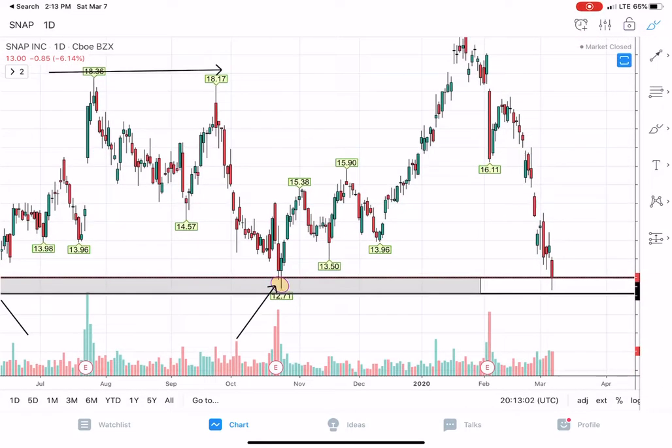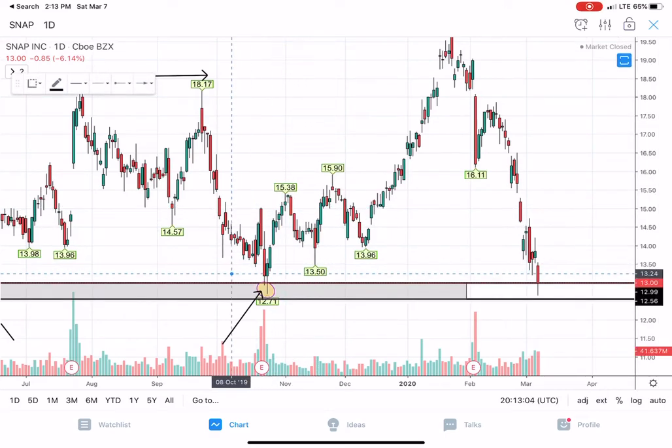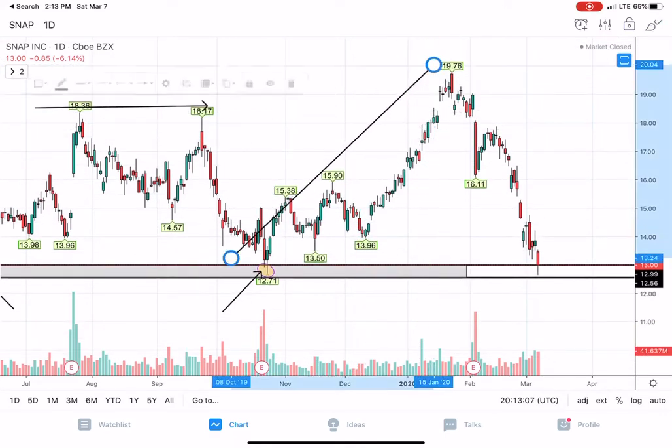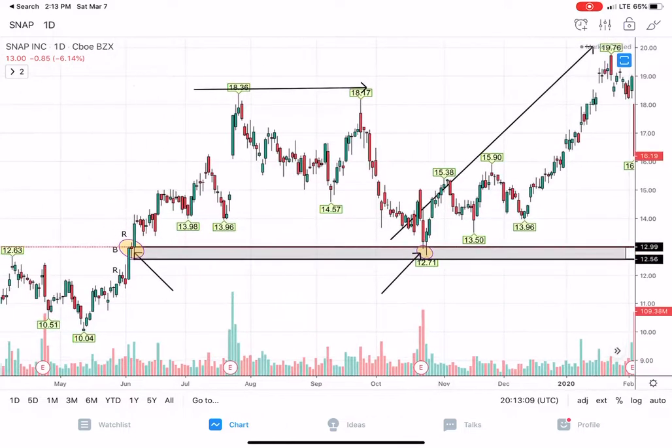So the market sells off, and look at what happens right from that level. You get a huge rally from that rally-base-rally demand zone.